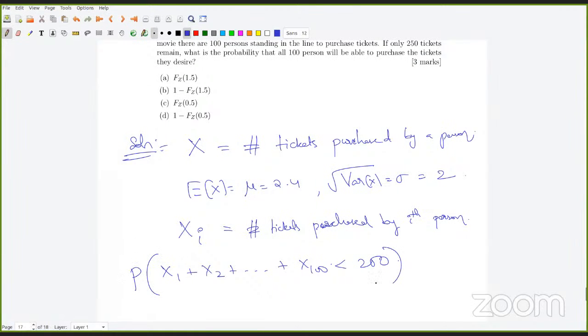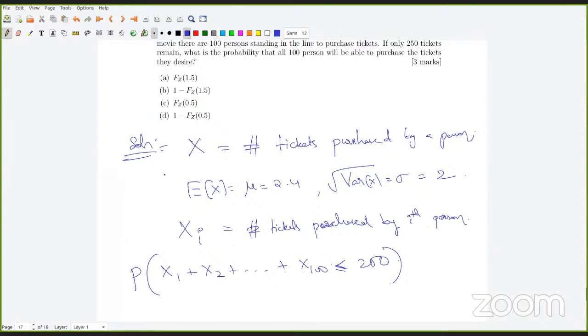So what is the probability that the total number of tickets purchased by these 100 persons will be less than or equal to 250? CLT, sir. Okay. Sir, one doubt here. If it is less than 250, how do you get this less than 250? I mean, the 100 persons' total tickets. What is given in the question, the number of tickets purchased by the persons? 100 persons? 250.